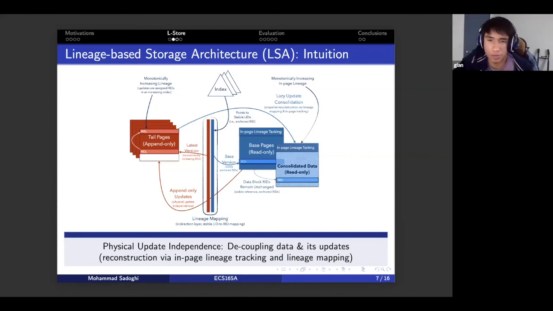Professor, one last question. Sure. So the record on the base page, say you inserted 100 updates. The record on the base page, is that pointing to the first update or update number 100?